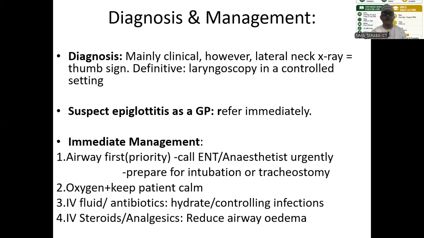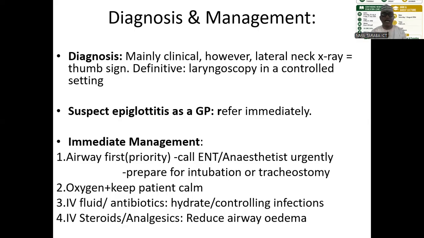Airway takes the priority because you know the position of the epiglottis. It covers the airway when you want to swallow something, and when it is swollen, especially in a child, the rima glottidis is very, very small, and there will be no place for the child to breathe. So you need to secure the airway by either intubation or tracheostomy. Then oxygen therapy is very important. You need to keep the patient calm. Don't use a tongue depressor or wooden spatula to check the throat. Keep the patient calm, give high flow oxygen, and IV fluid and antibiotics to hydrate this patient and control the infection.